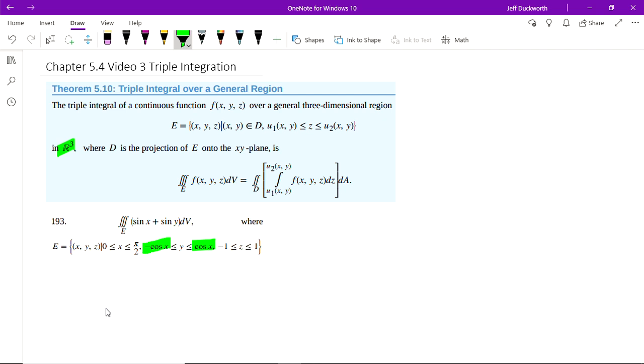Now, we can set this up however we want. I'm going to suggest doing the z first because there's no z component anywhere in this. So we've got sine of x plus sine of y. There's no z. We can do z first to make that part pretty quick and painless.